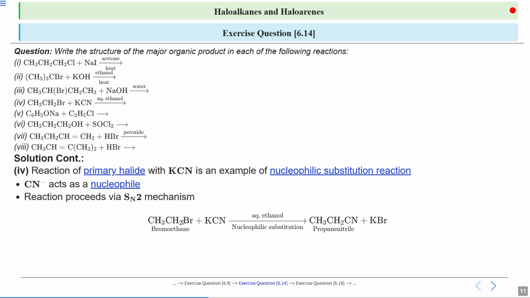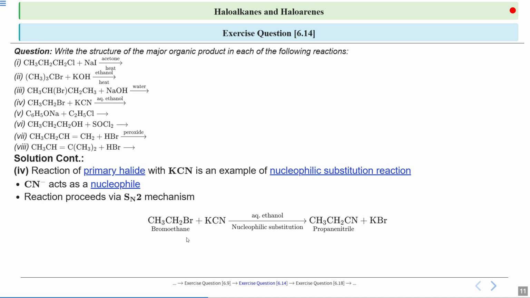So this is a primary alkyl halide, so it will prefer SN2 mechanism, because for SN2 mechanism the primary alkyl halide will be more reactive. So primary alkyl halide will consider the SN2 mechanism for nucleophilic substitution reaction.